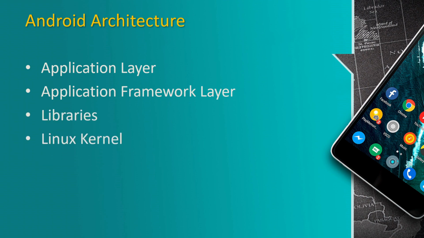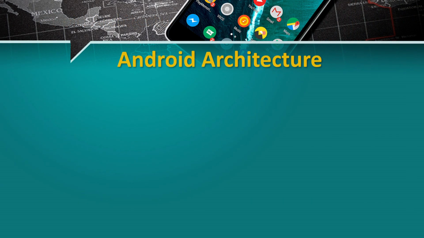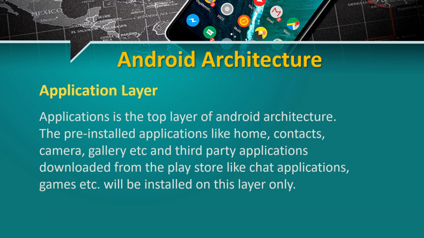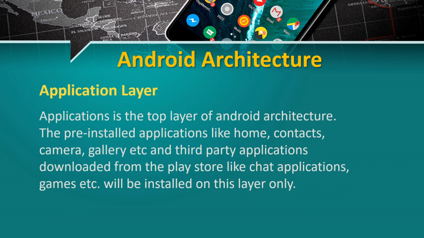The application layer is the topmost layer of this architecture. It is the UI level, that is, the user interface layer. All the apps which we use in this mobile application will be present in this layer.